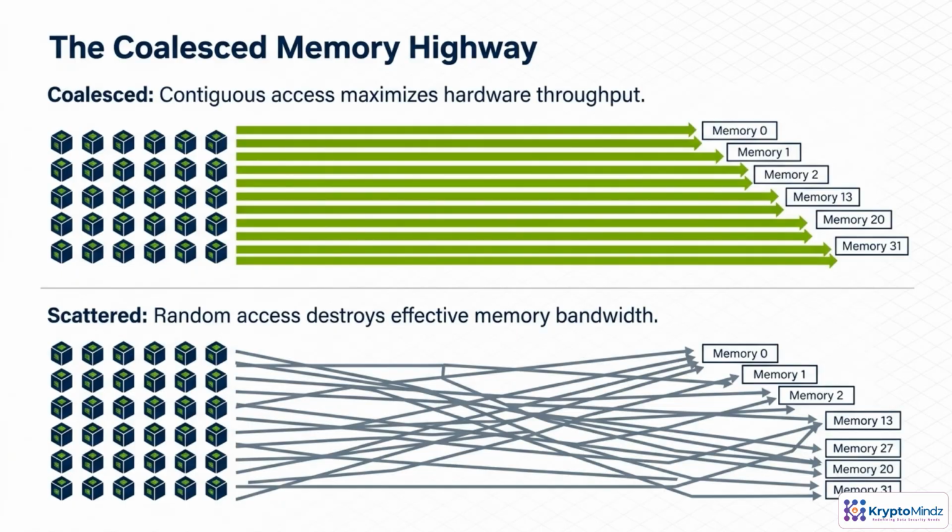You can think of global memory like a highway. When neighboring threads read neighboring addresses, the hardware bundles those requests into a few wide transactions. That's coalesced access, and it's how you actually reach the advertised bandwidth of a GPU, TPU, or NPU. If each thread jumps to a random address, the device issues many small, separate transactions. Bandwidth drops, latency dominates, and your expensive accelerator spends its time waiting on memory instead of doing math.